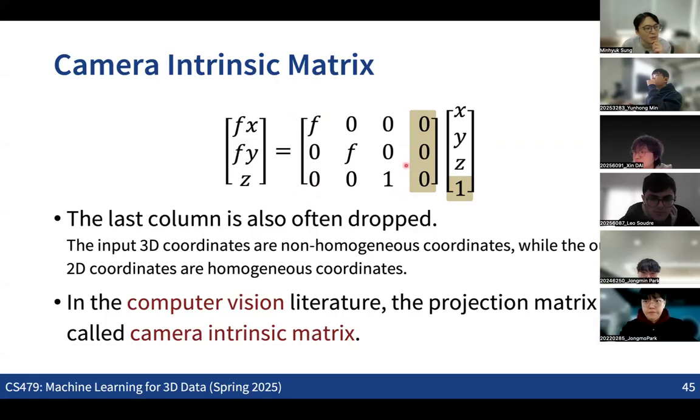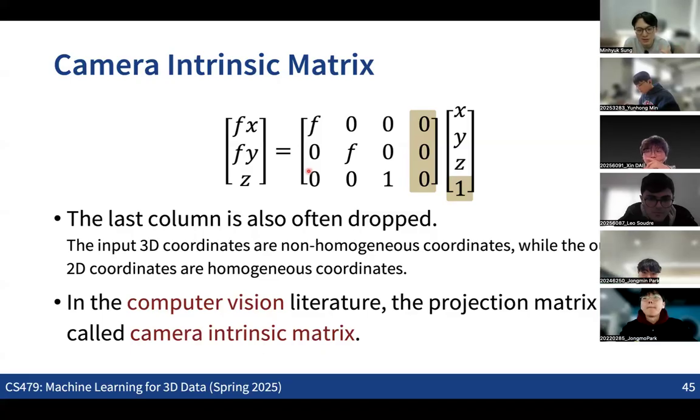And typically this 3x3 matrix is called the camera intrinsic matrix. This means that the matrix encodes the camera parameters in terms of how we are going to project things. So it's not related to where we place the camera.